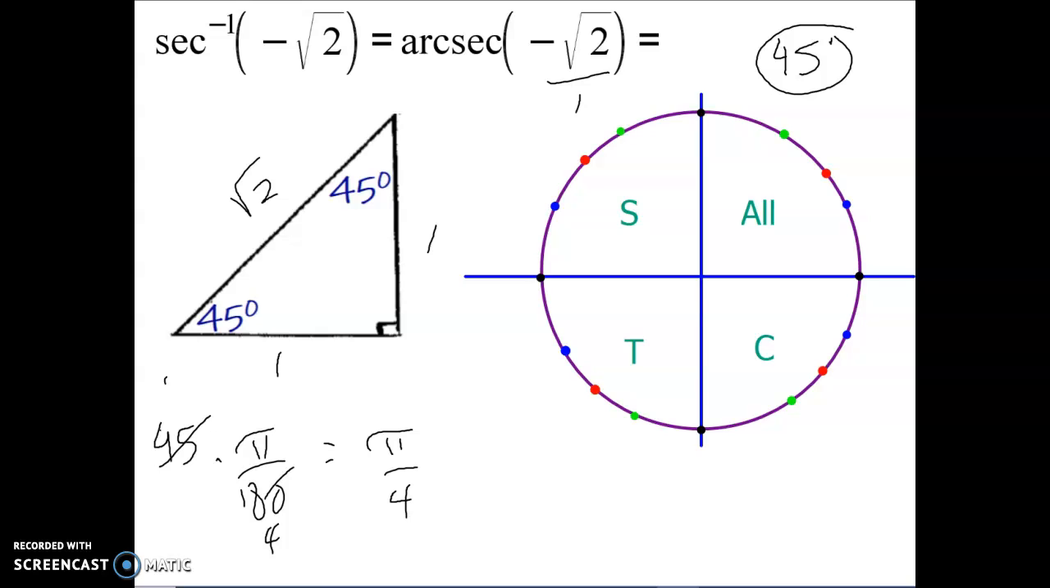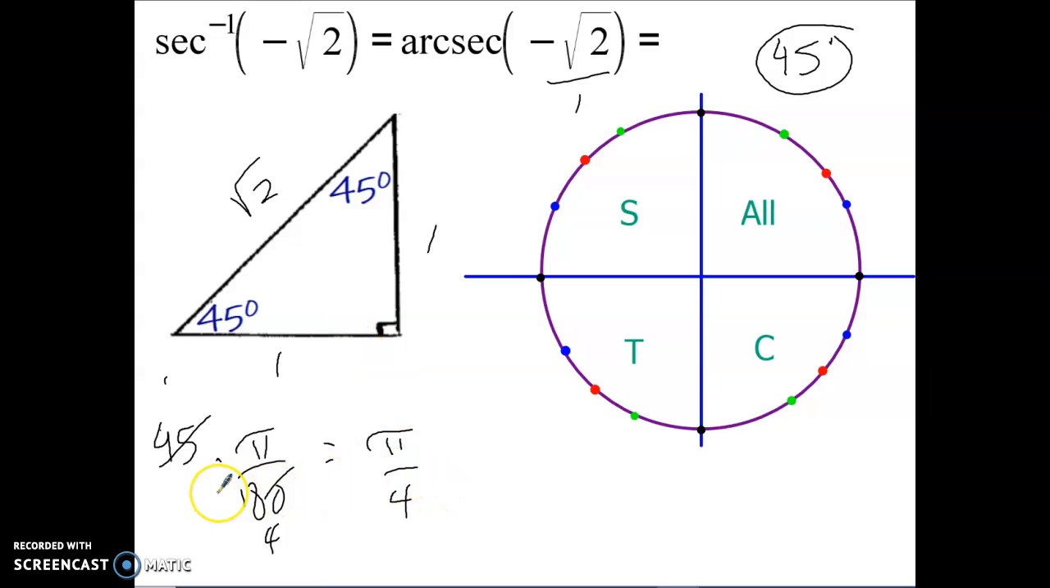And now the question is, which quadrants do I want to be in? In which two quadrants is secant negative? Well, secant is the reciprocal of cosine. So cosine is positive in the first and the fourth, which means it must be negative in the second and the third. So the answer that I want is the second quadrant answer that has a reference angle of pi over 4, and the third quadrant answer that has a reference angle of pi over 4.